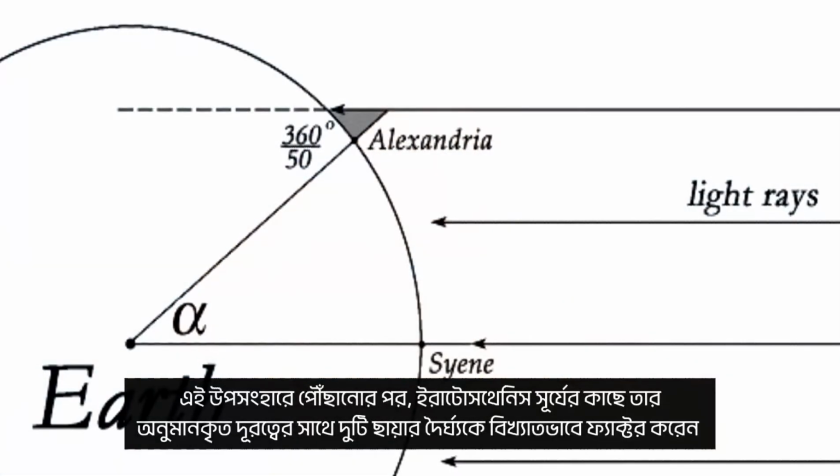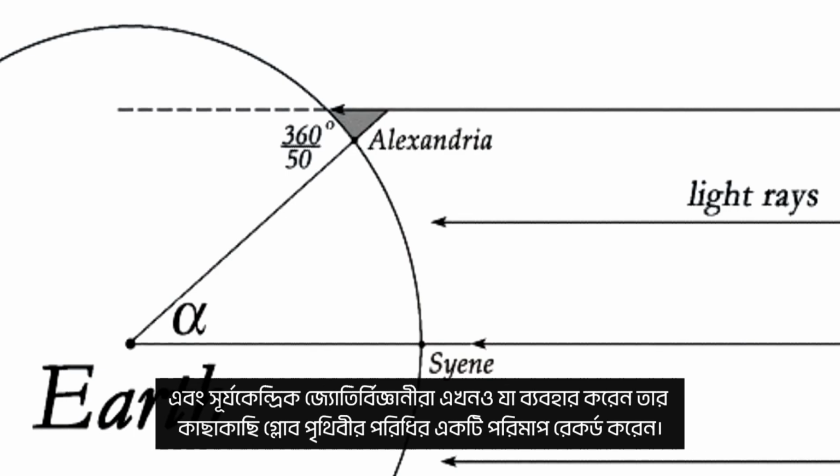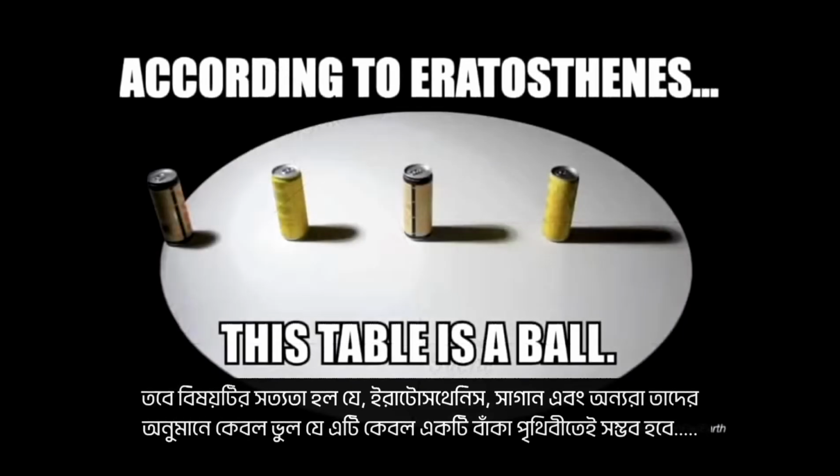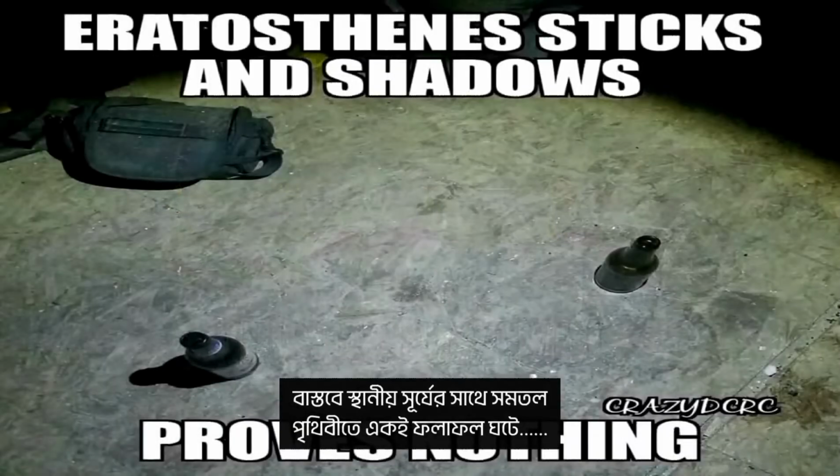After reaching this conclusion, Eratosthenes then famously factored the length of the two shadows with his assumed distance to the sun and recorded a measurement of the globe Earth's circumference close to what heliocentrist astronomers still use today. The fact of the matter is, however, that Eratosthenes, Sagan, and others are simply incorrect in their assumption that this would only be possible on a curved Earth. In reality, the exact same results occur on a flat Earth with a local sun.